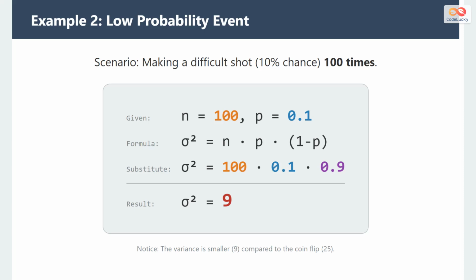Now compare that to a different scenario. Imagine taking 100 difficult basketball shots where you only have a 10% chance of scoring. Here, n is 100, but p is 0.1. Calculating the variance, we multiply 100 by 0.1 and 0.9. The result is 9. Notice how the variance is much lower here compared to the coin toss.